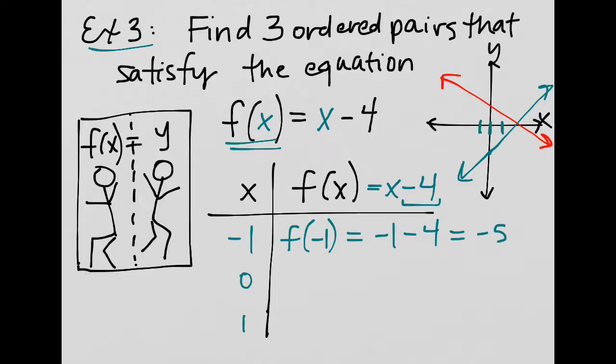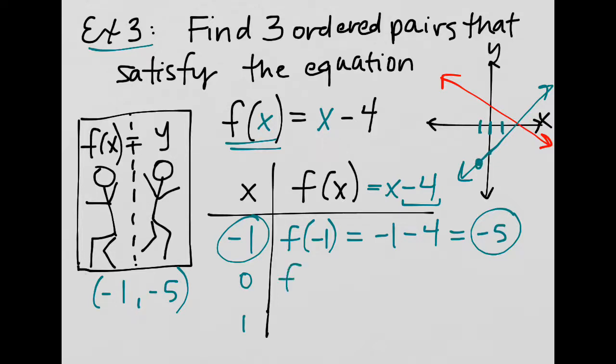So there is a point on the line where x is negative 1, and now remember, this is the same as y, and y is negative 5. So I would have this point, right? This is a point that would be on the line. Okay, so it would probably be right about here.